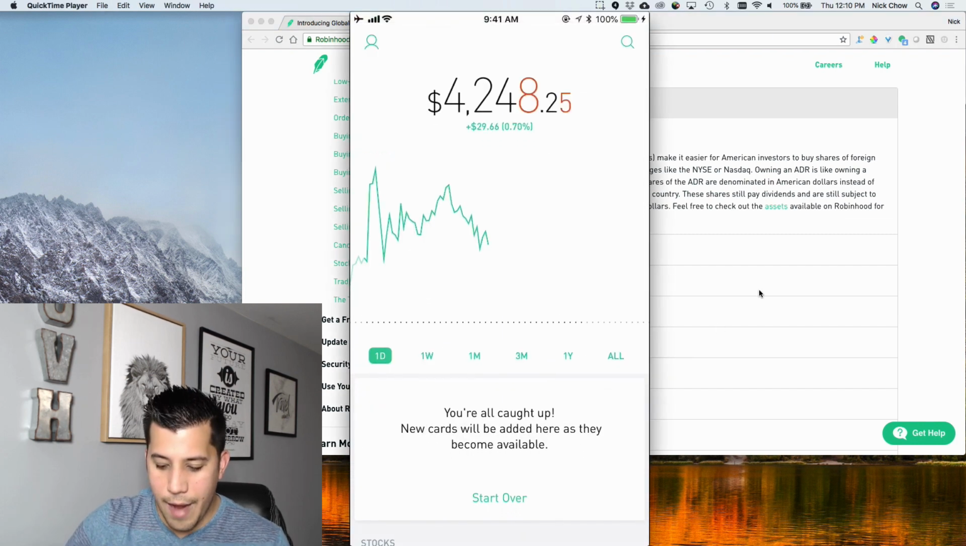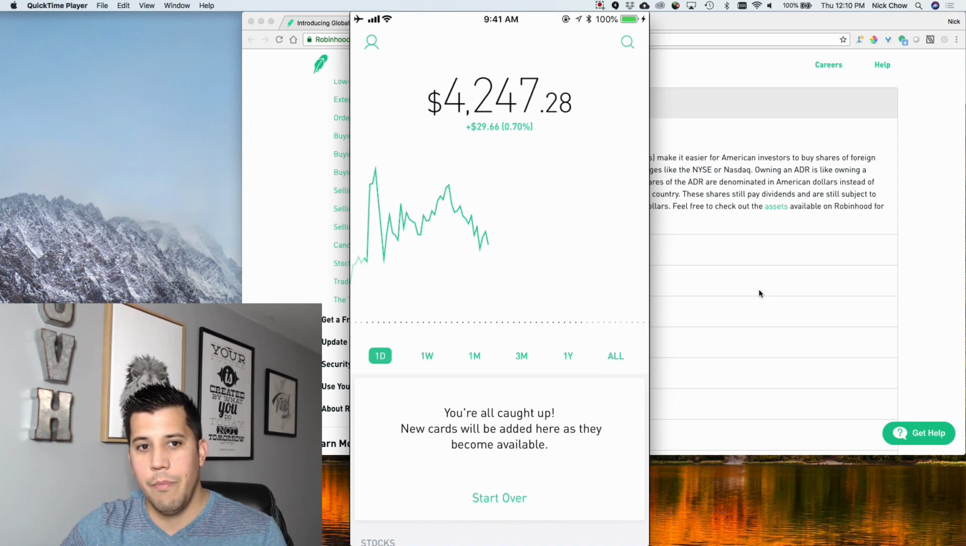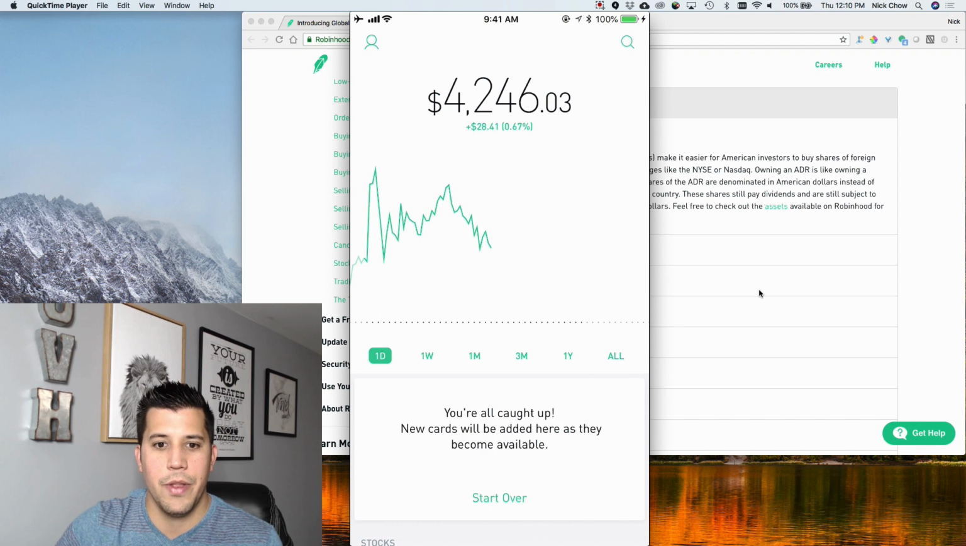I'm familiar with ADRs. I've looked into them in the past. You can actually buy them on Robinhood. This is nothing new to U.S. exchanges. You can buy these on TD Ameritrade, Thinkorswim, other platforms, E-Trade. All the big brokers have this.